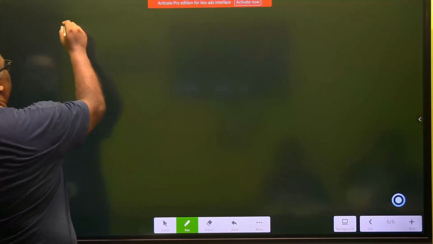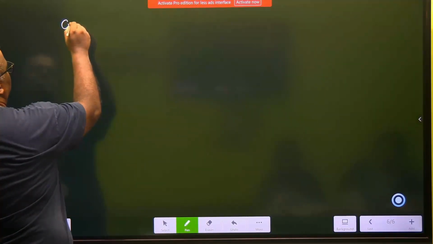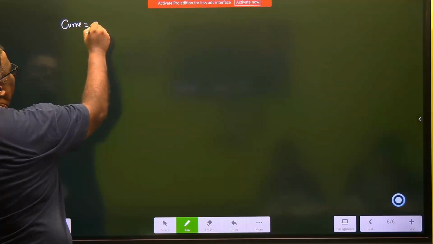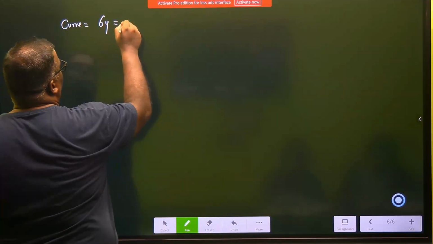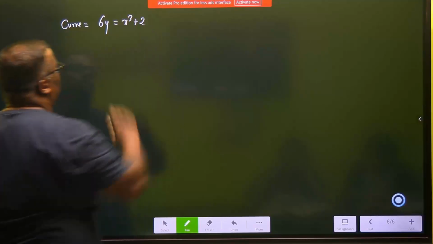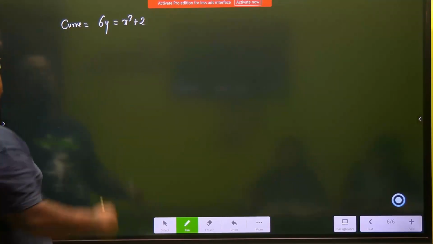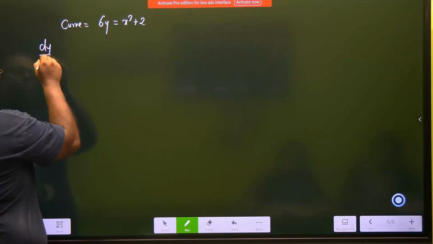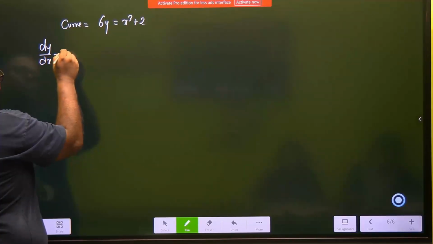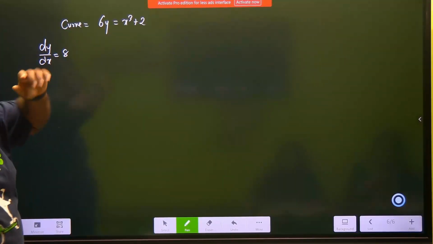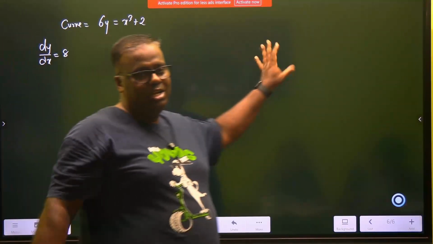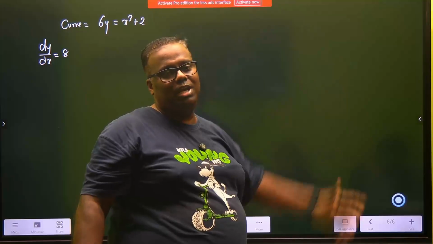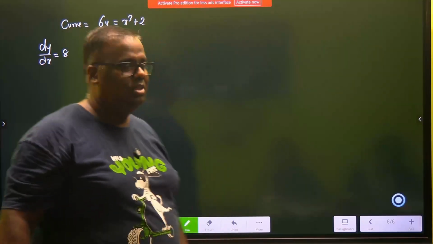Okay, next. Anyone from there? Read the question. The curve's equation is 6y equals x cube plus 2. And the points that are given are those where the slope is mentioned to you. dy/dx is equal to 8. Everywhere those points are there, the rise over run should be 8, 8, 8, 8. Have you understood? The question is like this.